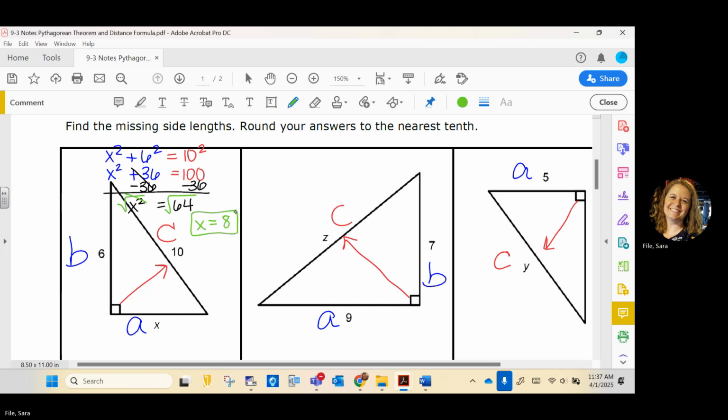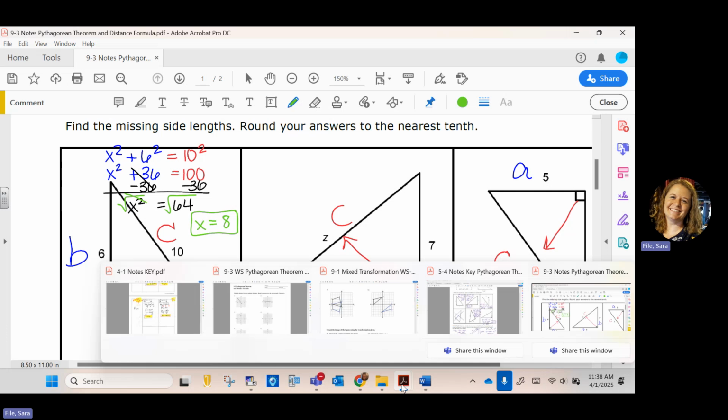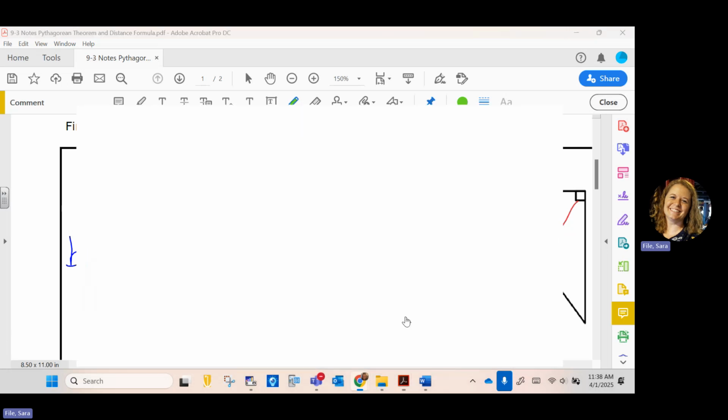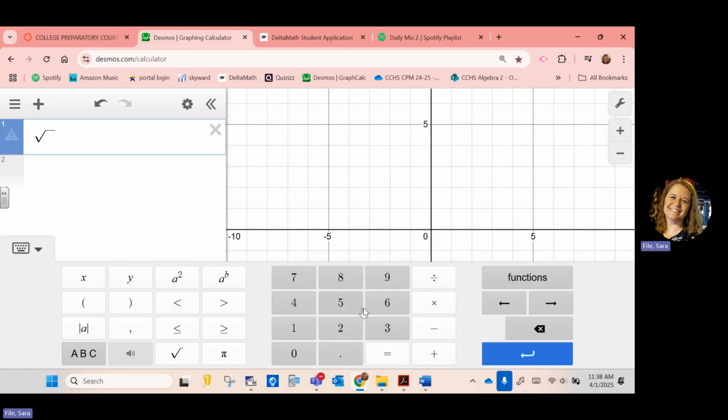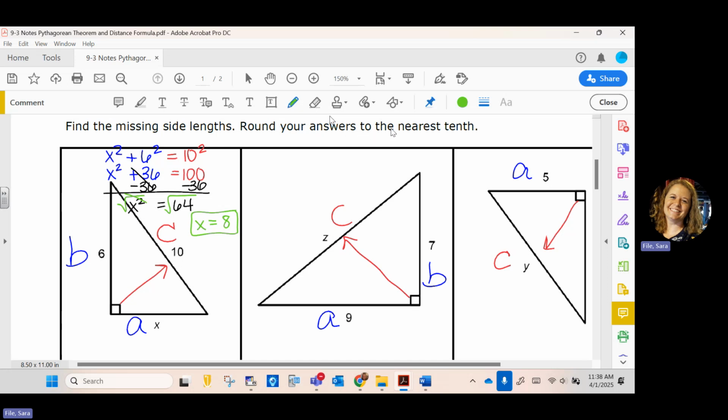If you don't know that the square root of 64 is 8, what tool can you use? If you couldn't do that in your head, what do you have at your disposal? Yeah, you could use a calculator. Go type it in Desmos or use one of our handheld calculators. I would just do the square root of 64, and you can see that's 8. Now, not all of these are going to be integers, and if it comes out to a decimal, round to the nearest tenth, which is one number after the decimal.